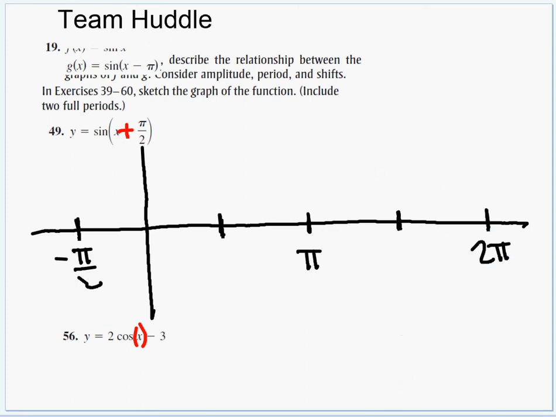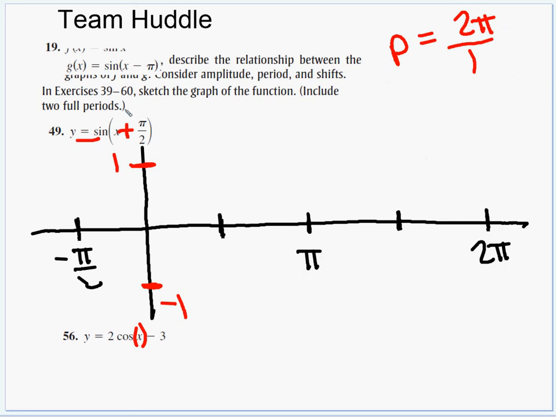Okay, I'm going to switch to red ink. Amplitude is 1, so we're going to go from 1 to -1. Period is 2 pi divided by the number in front of x, which is a 1. So we're going to have a full cycle in 2 pi radians.